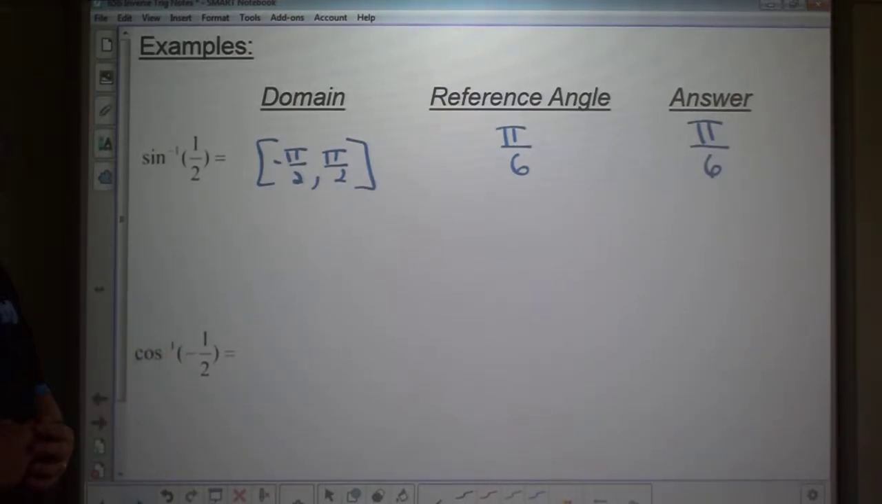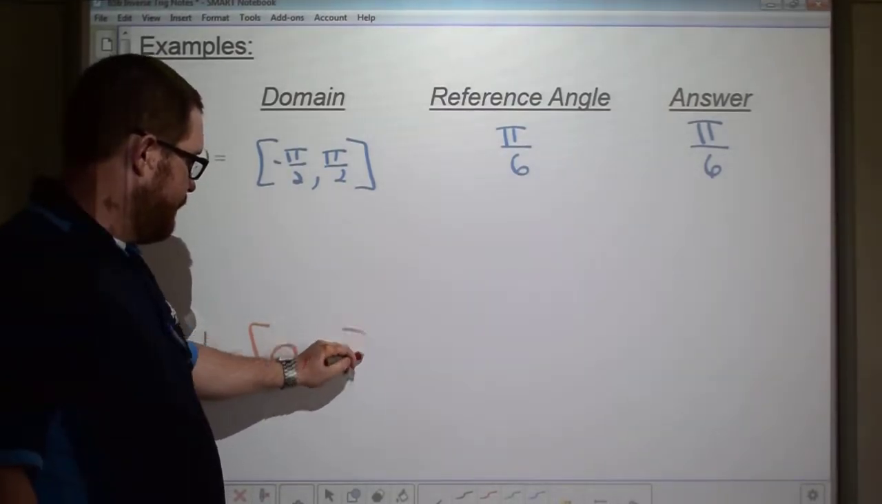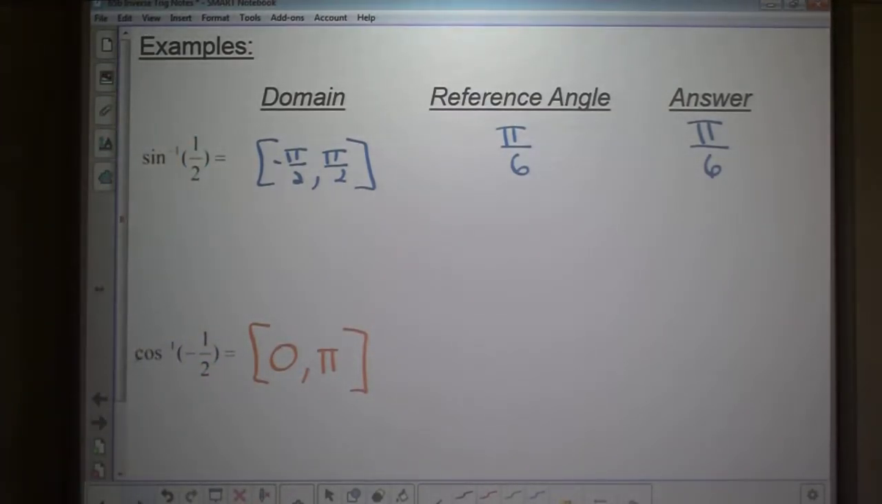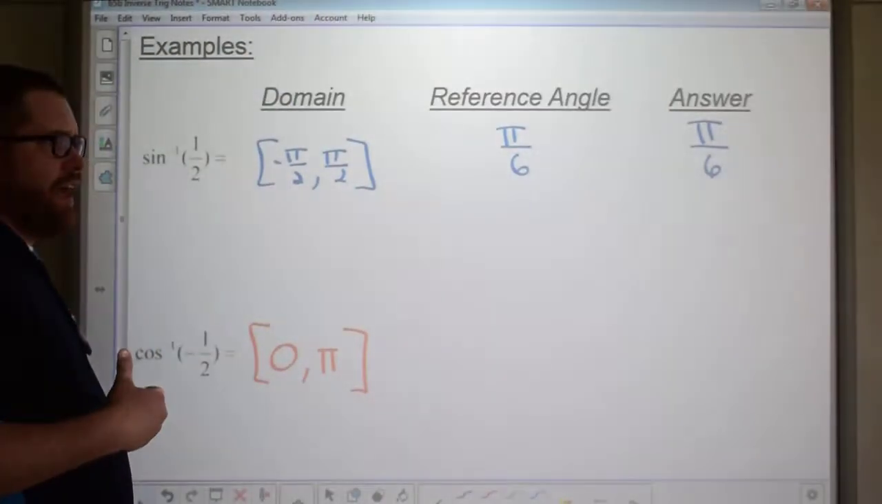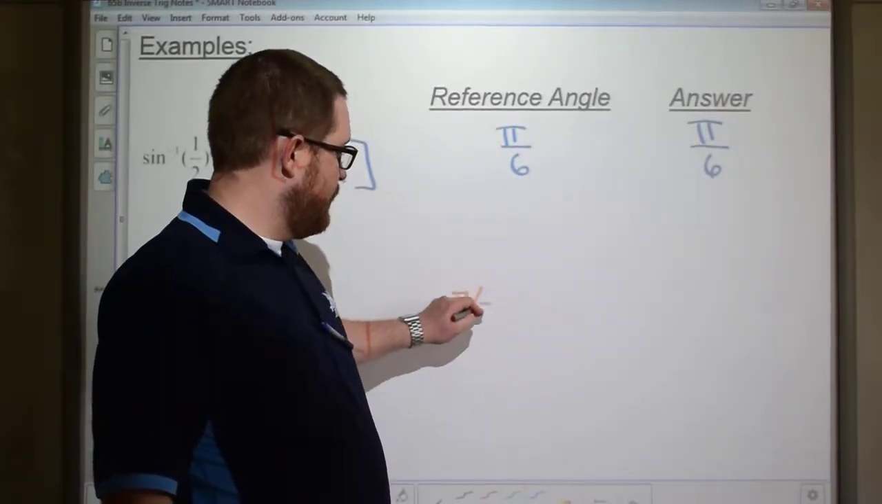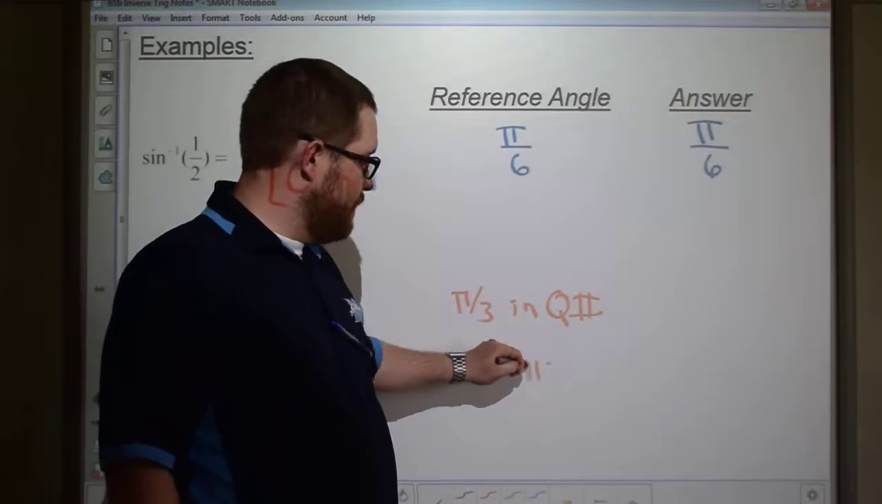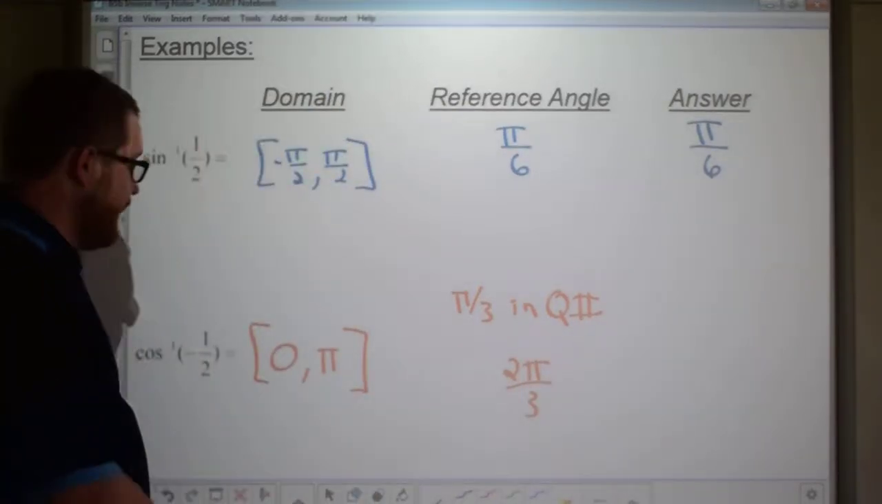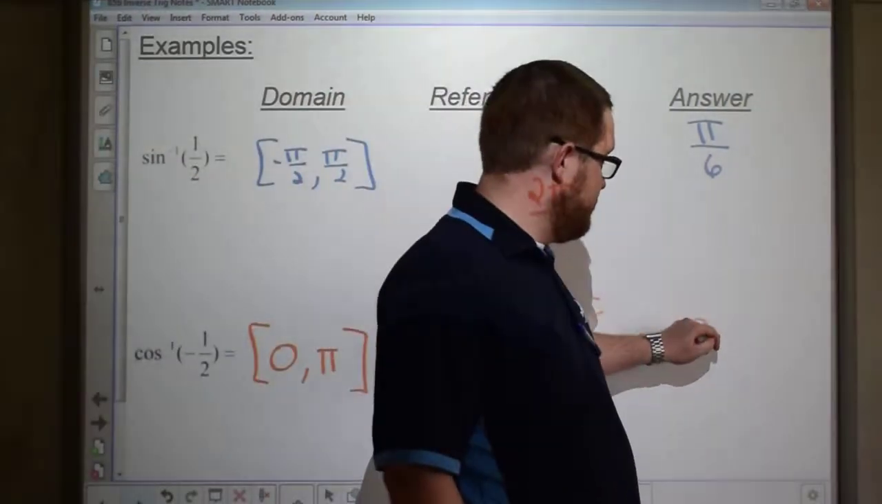How about arc cosine of negative 1/2? Well, the domain for this thing is between 0 and pi. Between 0 and pi, what angle has a cosine of negative 1/2? Well, I know it's negative, so it's got to be in the second quadrant. And cosine has 1/2 at pi over 3. So it's got to be pi over 3 in the second quadrant. So that's 2 pi over 3. Now let's just make sure, are we in the domain that we wanted? Yes, 2 pi over 3 is between 0 and pi. So the answer is 2 pi over 3.